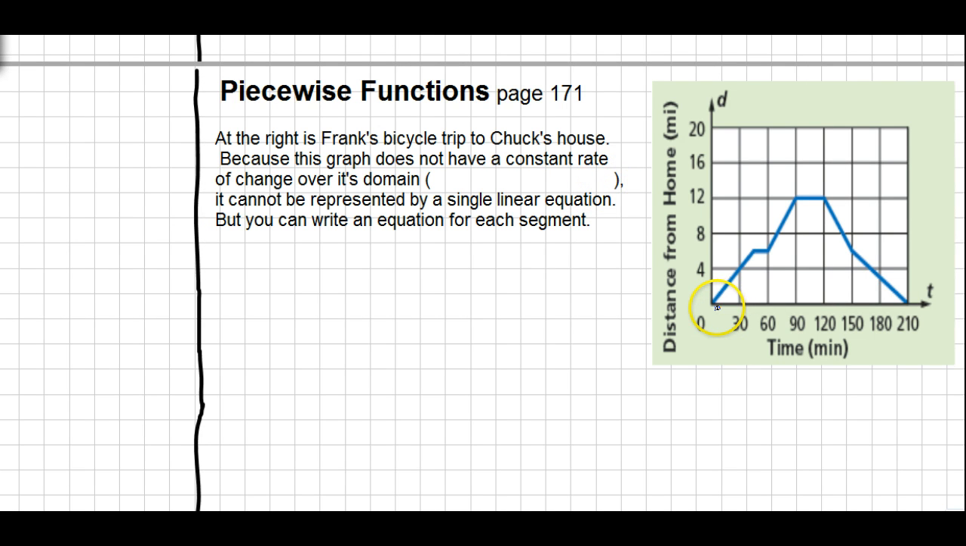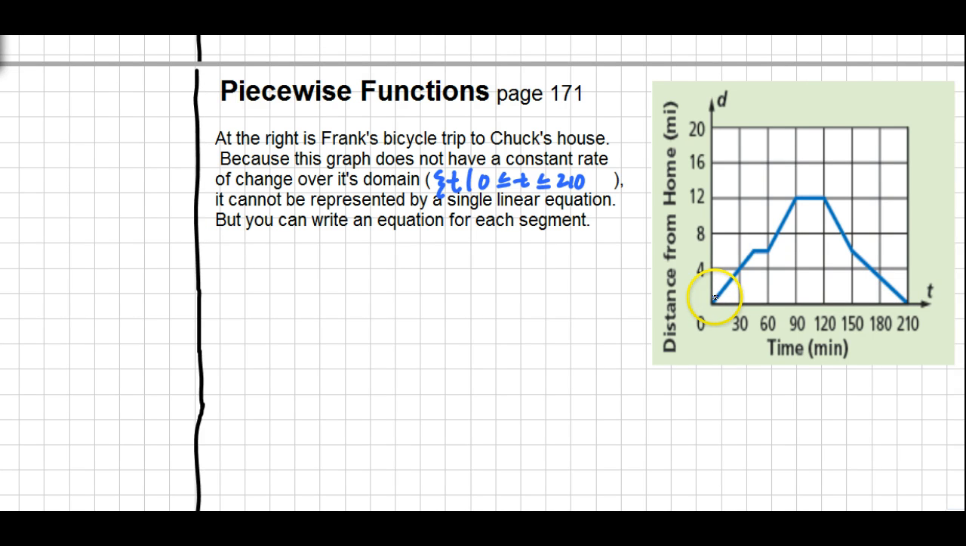Remember that the domain here is your independent variable, and in this case it's t for time, and it looks like the time goes from 0 to 210. So the domain here that we would specify is t such that t is in between 0 and 210. So because there is no constant rate of change over that domain, we're going to write for each piece or each segment what the different domains and equations are going to be.